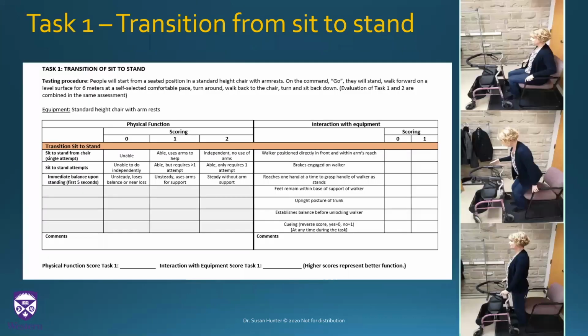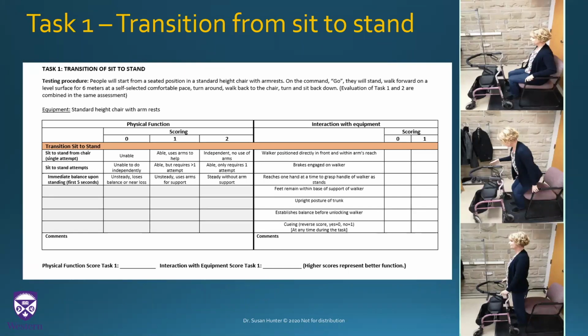So this is the first task, task 1. Tasks 1 and 2 are combined. For the testing procedures, we have people start in a seated position with a standard height chair with armrests. On the command go, we ask them to stand and then walk forward on a level surface for about 6 meters at their own selected pace, turn around, walk back to the chair and sit down. So the first part of that task is how well do they do for sit to stand.